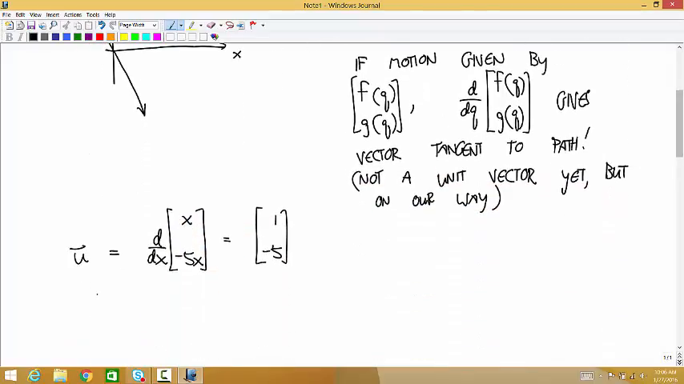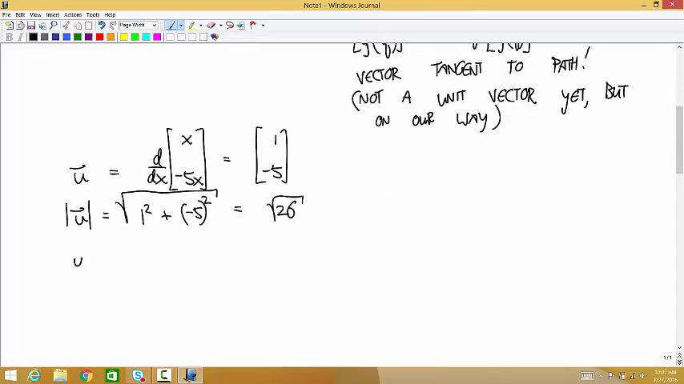Okay, so now, to make this a unit vector, we take the length, 1 squared plus 5 squared, so square root of 26. And so the unit vector in the direction of this motion is 1 over root 26, negative 5 over root 26.